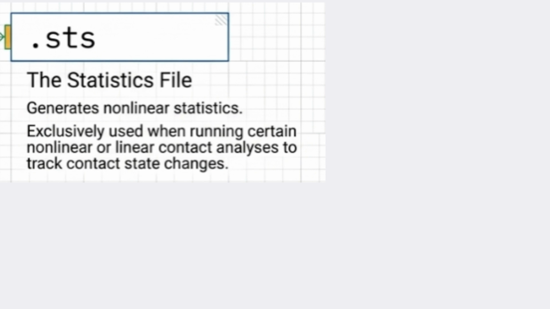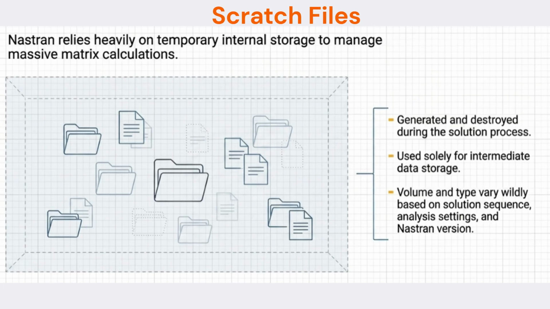Finally, we have the STS file. This file contains nonlinear statistics when certain nonlinear or linear contact analyses are used. Apart from these files, Nastran can also generate various scratch files during the analysis. These are temporary files used internally by Nastran for storing intermediate data during the solution process. The exact files generated can depend on the solution sequence, analysis settings, Nastran version, and the options used to run the job.